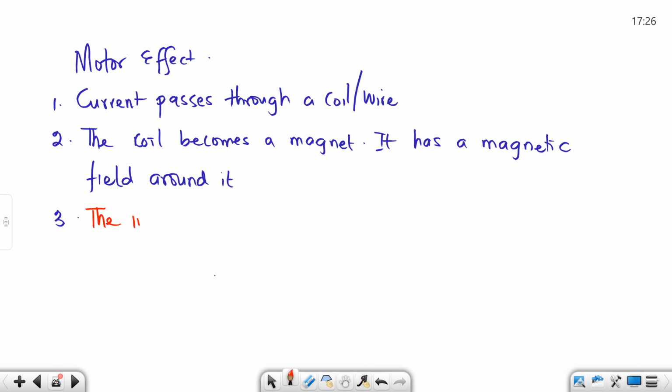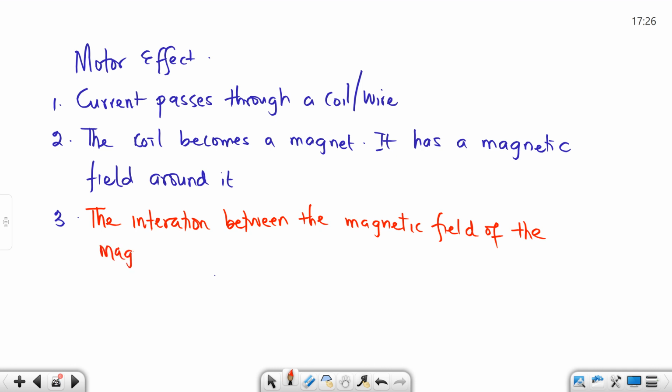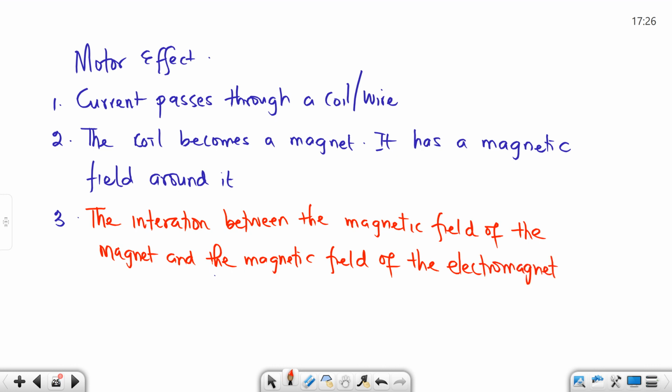All right. The interaction between the magnetic field of the magnet and the magnetic field of the electromagnet. When I say electromagnet, I created it, right? Electromagnet. This is the full detailed explanation. Create a force that rotates the coil, and that's what you want.